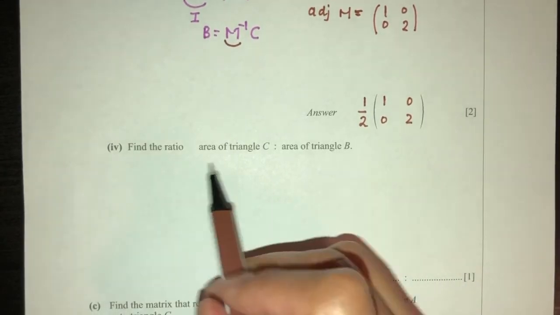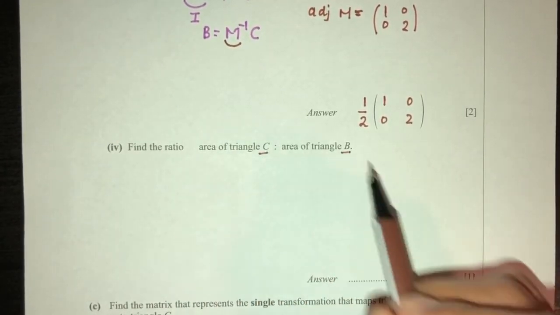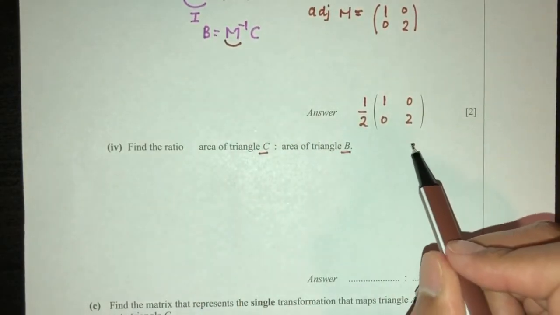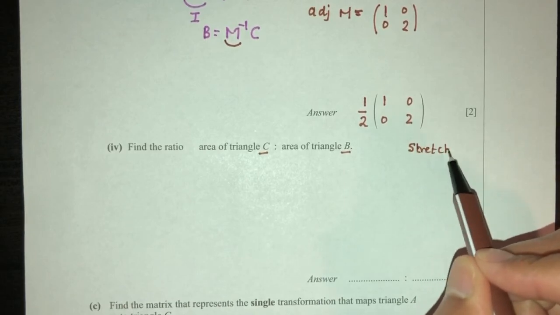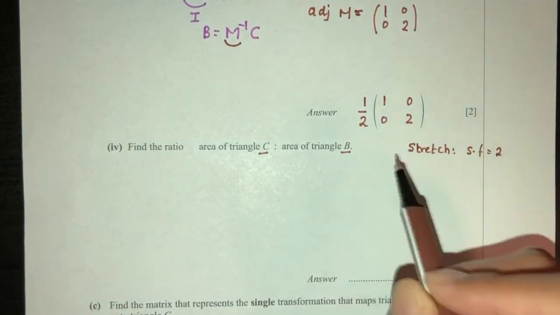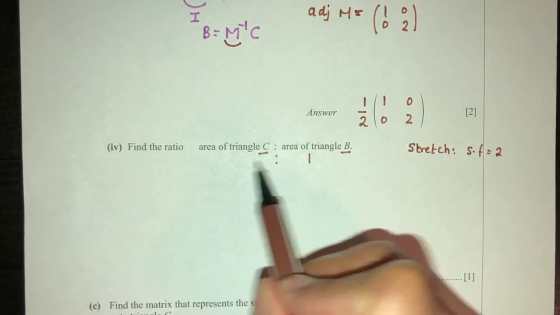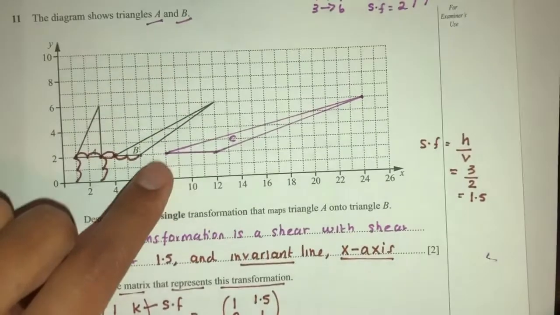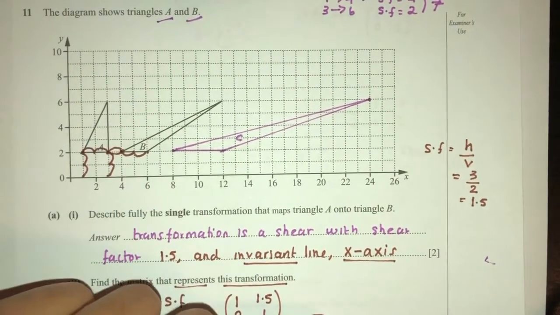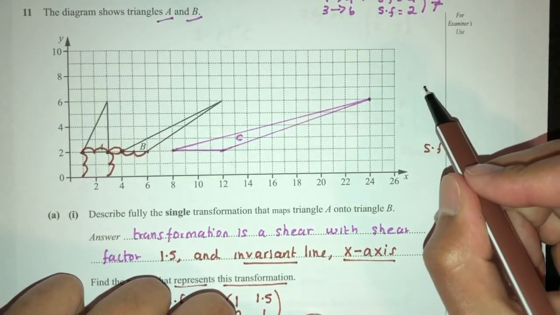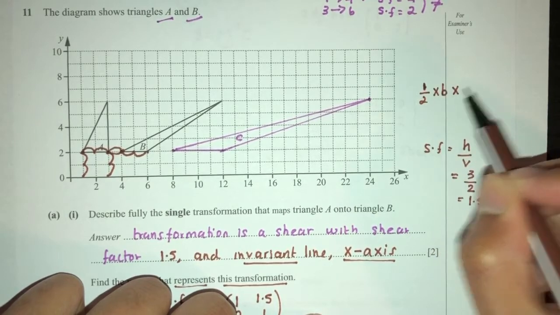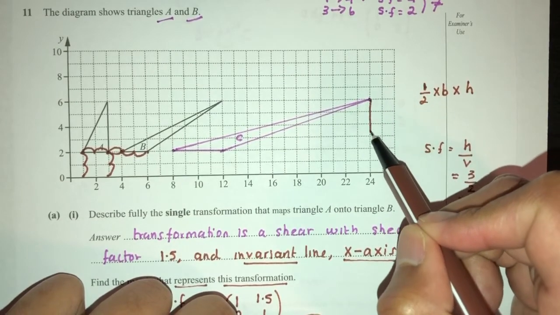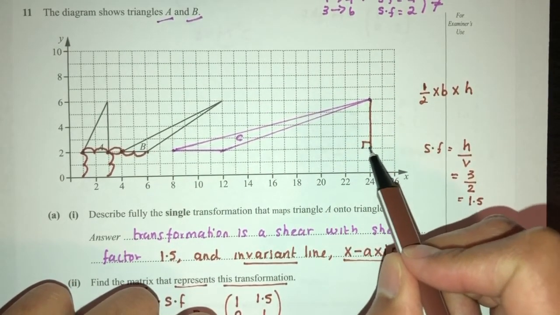Now part 4, find the ratio of the area of C and B. Because we have mapped B onto C by a stretch with stretch factor equal to 2, the ratio of area has to be 1 to 2. But if you don't know this, that's okay. What you can do is go back to your graph and find the area of B and C. So again, how do you find the area of a triangle? You would say area of triangle is half times base times the perpendicular height.